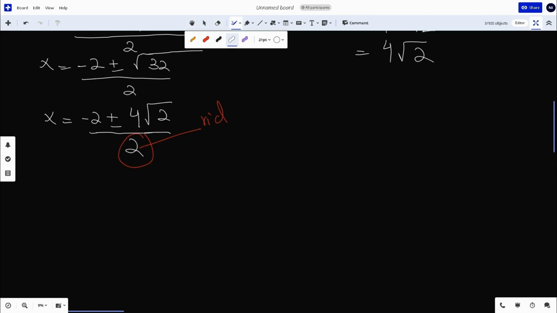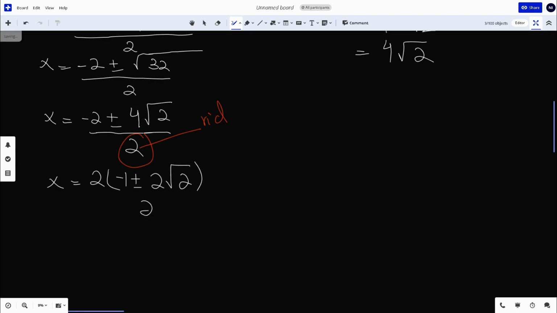I can take a common factor from the numerator. So x equals, I can take 2 common from the numerator. Here I would be left with -1 plus minus 2 times 4, so 2 square root 2, divided by 2. Then I will just cancel out these terms and I would be left with x equals -1 plus minus 2 square root 2.